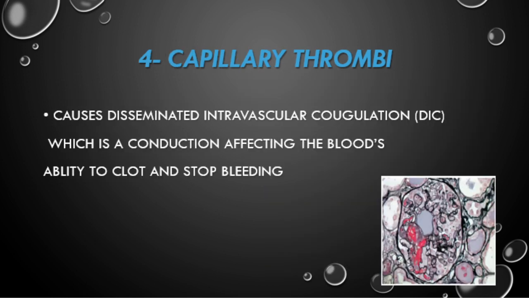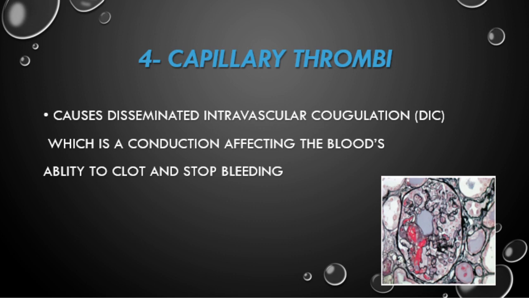Last clinical effect is of capillary thrombi. As the size of a capillary is too small, the formed thrombi will also be micro, that is microthrombi, and which will cause disseminated intravascular coagulation, that is DIC, in which abnormal clumps of thickened blood, that is clots, are formed inside the blood vessel. These abnormal clots use up the blood's clotting factors unnecessarily, which will lead to massive bleeding in other places. In short, it is a condition affecting the blood's ability to clot and stop the bleeding.